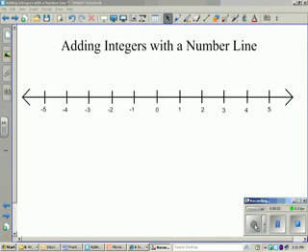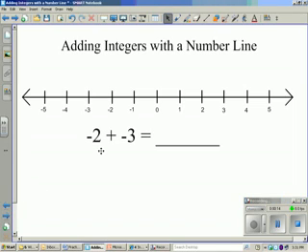You can also use a number line when trying to add integers. And it would work like this. You have the problem -2 plus a -3. You would start at 0 and you would go to the left. You'd go to the left because the first number is a -2. That negative means turn left 2 units.